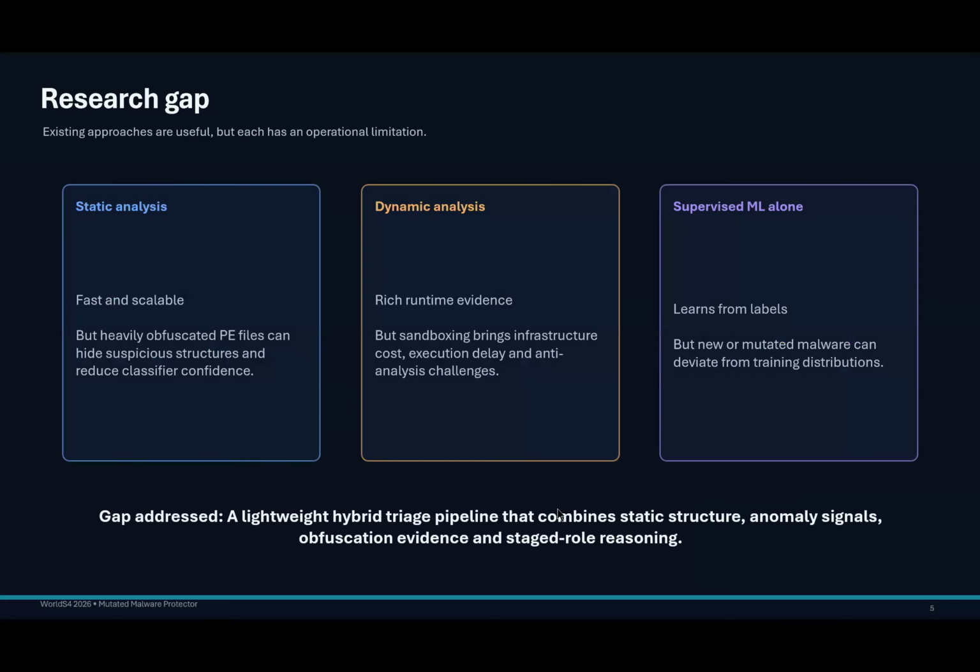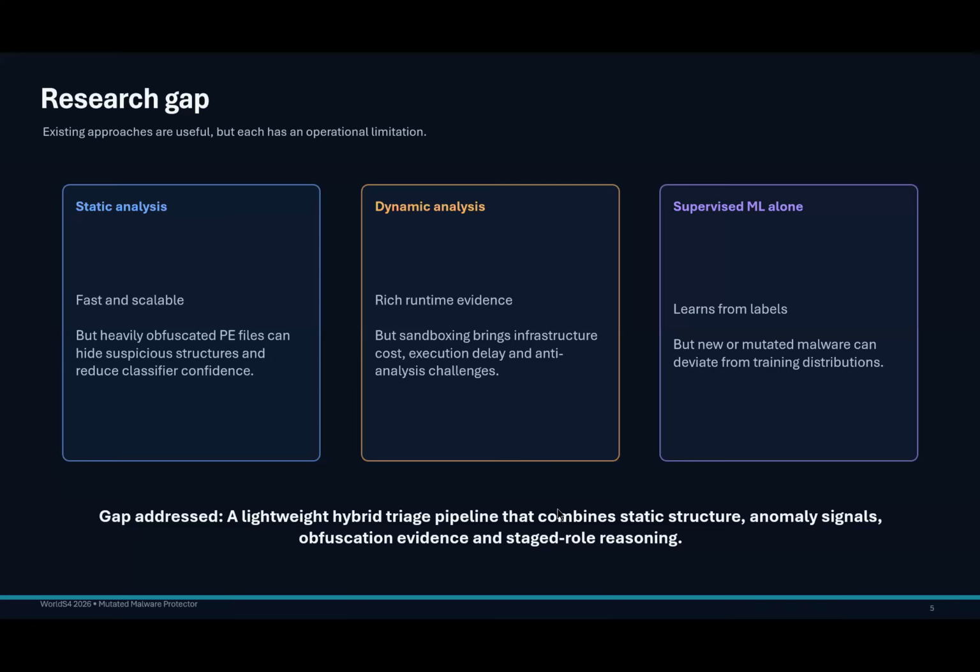If we look at the research gap, though a lot of detection systems are available at present, like static analysis detection systems, dynamic analysis detection systems, and systems supervised with machine learning, they are fast and scalable, but sometimes they don't detect heavily obfuscated PE files, as they have hidden suspicious structures. Dynamic analysis is runtime efficient, but it has problems with infrastructure cost, delay in execution, and anti-analysis challenges. And supervised machine learning models are well known for detecting known and labeled malware, but when compared to new and mutated malware, they fall short.